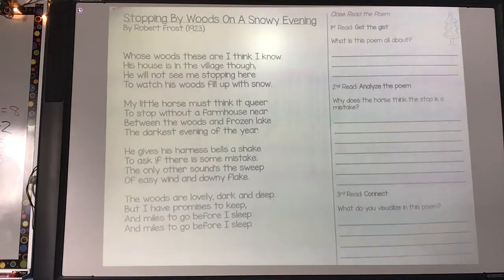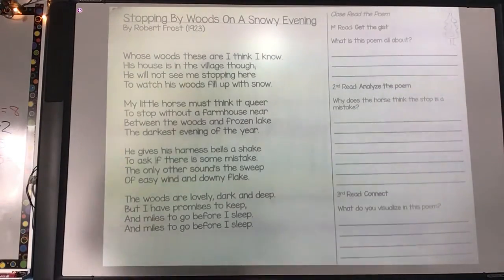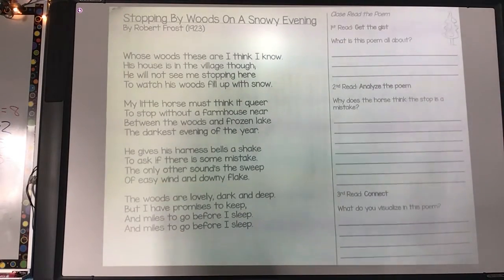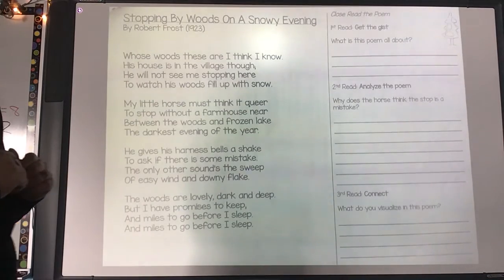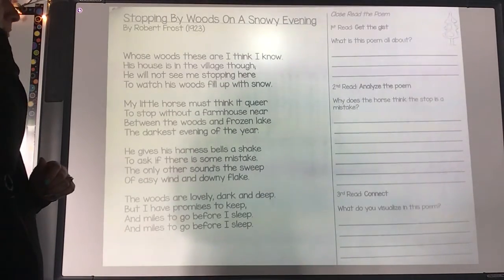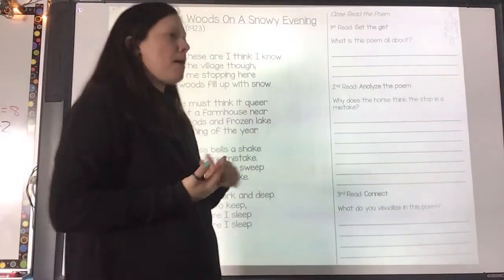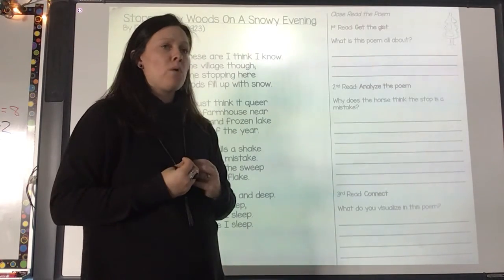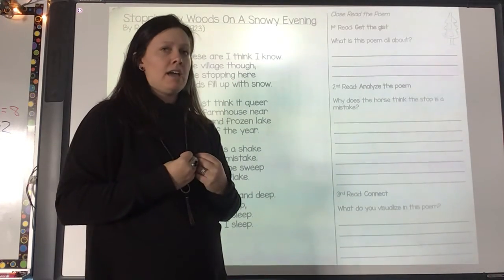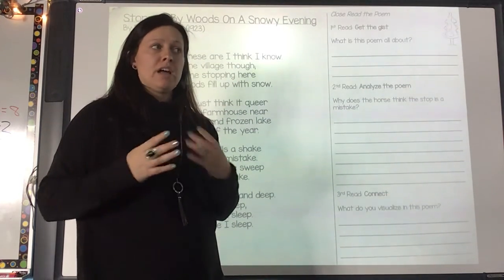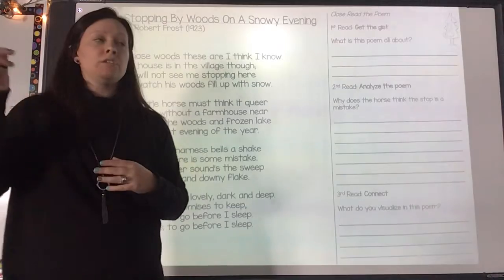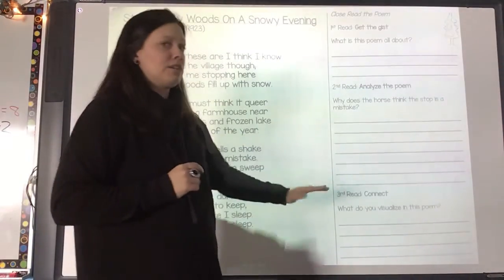Ladies and gentlemen, we have 3 questions here asking us about this poem. The first says, what is this poem all about? The second says, why does the horse think the stop is a mistake? And the third says, what do you visualize in this poem? Just like creating our poetry, what you take away from a poem, what you comprehend and visualize for yourself in your head, is going to be different for everybody. That's what's really fun and interesting and unique about poetry. I want you right now to discuss these 3 questions with somebody in your area.